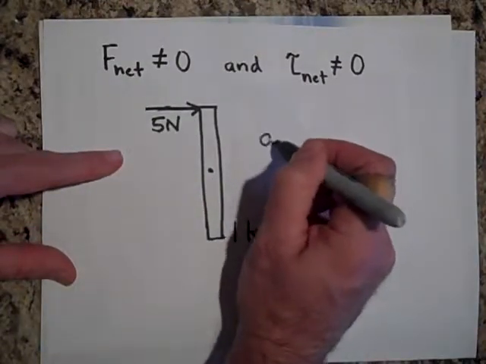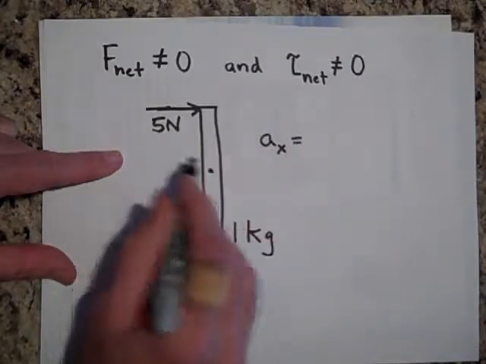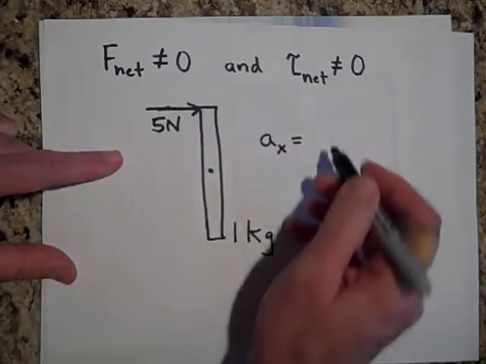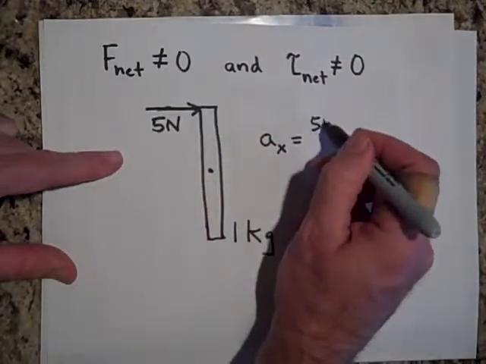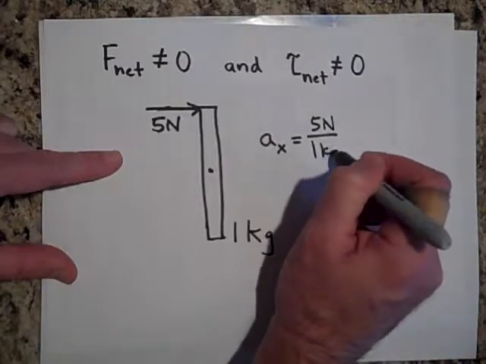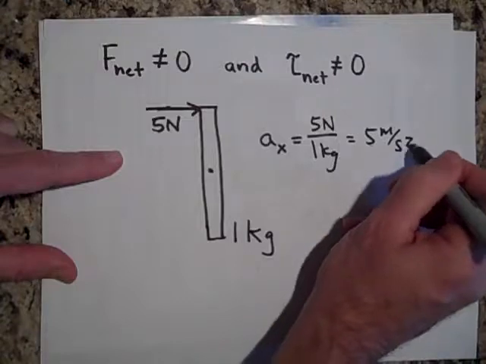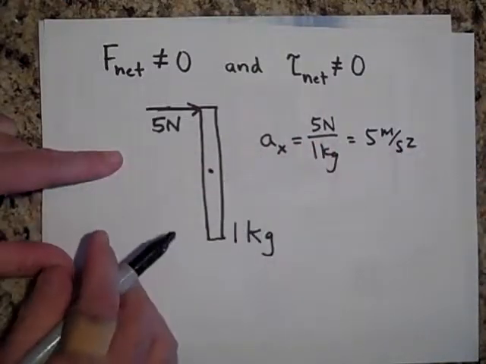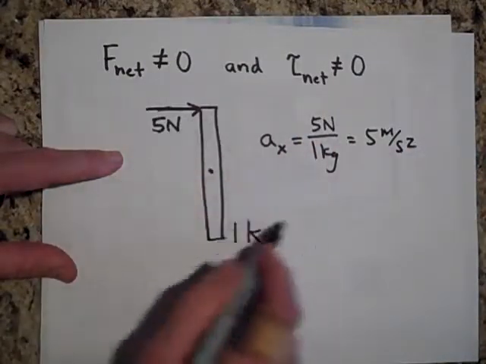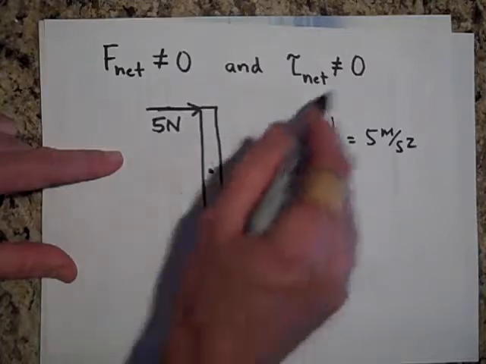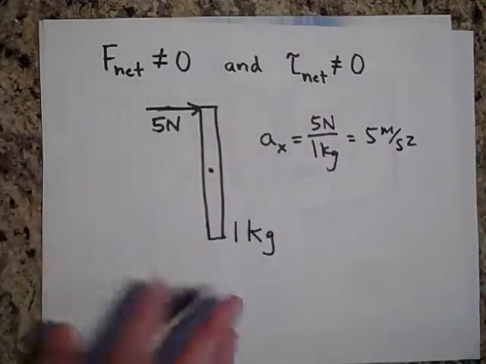So this thing is going to accelerate that way. What will be the acceleration in the x direction? At that moment in time, the acceleration in the x direction is 5 newtons over 1 kilogram. That's 5 meters per second squared. So it's going to accelerate that way, but it's also going to spin as it goes. So it's going to spin and accelerate to the right.